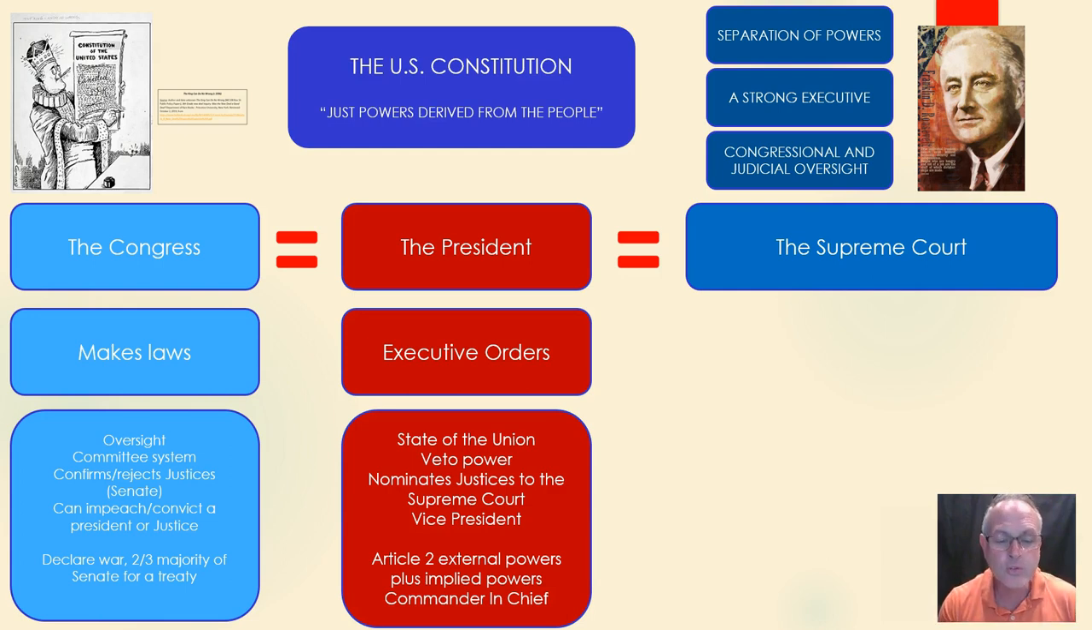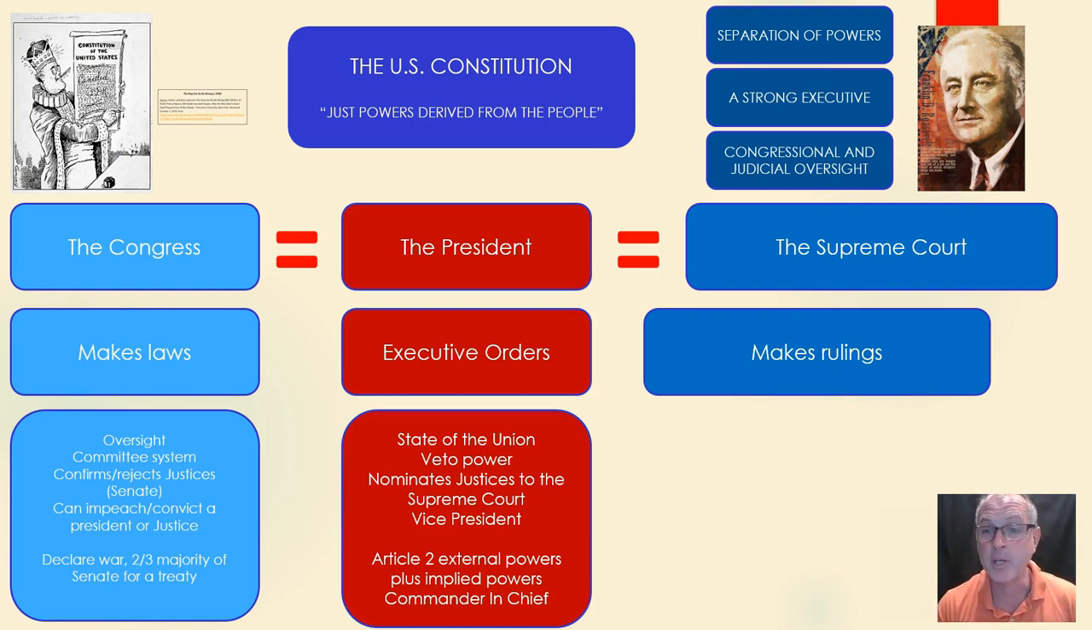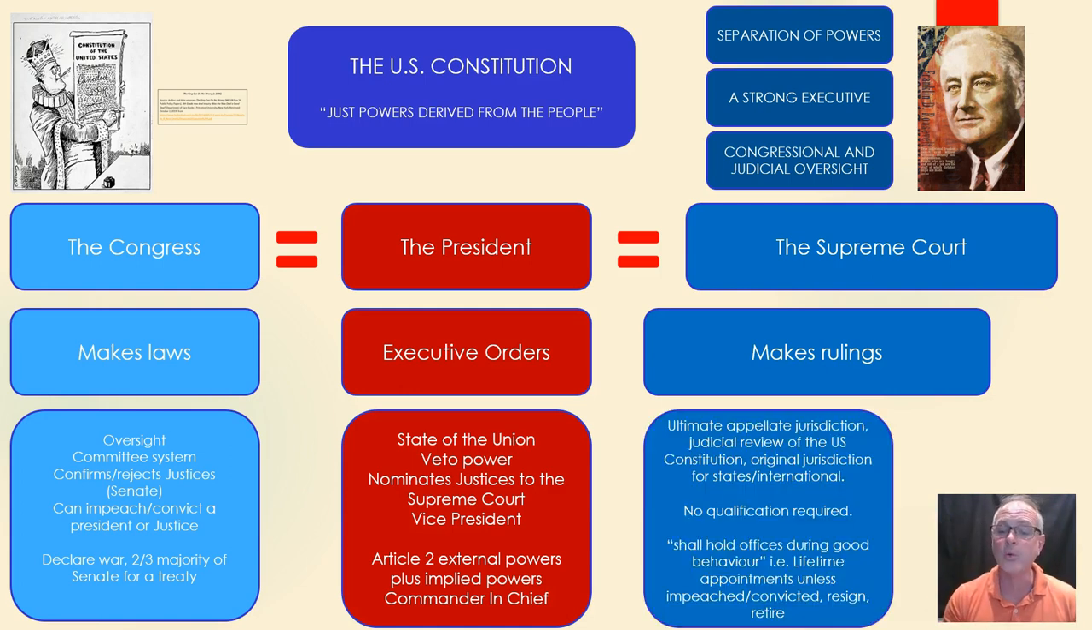Article 2 of the Constitution of the United States gives the president external powers to deal with foreign countries. He also has a number of implied powers, and he is considered the Commander-in-Chief of the Army and Navy, and now the Air Force, and so on. The Supreme Court can't make laws, it can't make orders, but it can make rulings on the law. It is the final appeal jurisdiction in the United States.